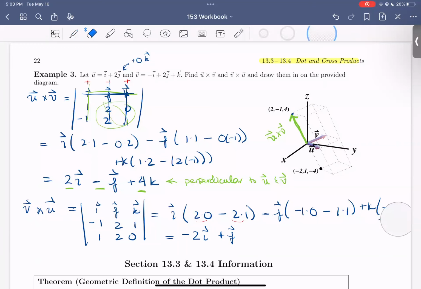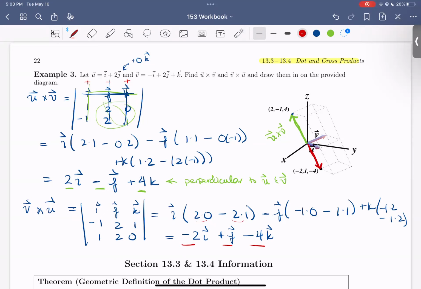And then finally, we get in the k component, and it looks like there's a little bit of an error here. Hope you caught it. We actually get -1 times 2 minus 1 times 2. So it becomes -2 minus 2, which gives us -4. So we should have -4k. All right, so let's go ahead and draw the picture of this cross product. So we have -2, 1, -4. And we see that that's also drawn conveniently on our diagram.